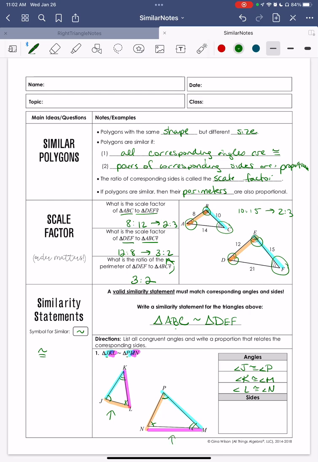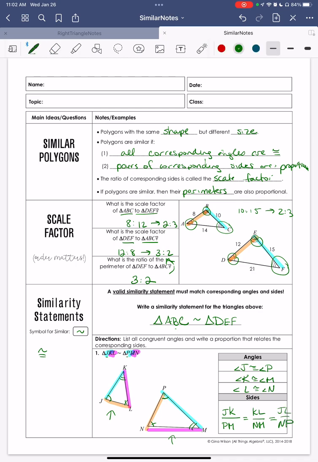So I'm going to start by listing side JK over, okay, so JK corresponds to side PM. So that's JK over PM. And then I'll say equals. So whatever that ratio is, whatever that scale factor is, it's going to be the same as my other pairs of sides. So I also have KL over NM because I already marked those as corresponding. And we'll just extend this to say we are also equal to JL over NP.